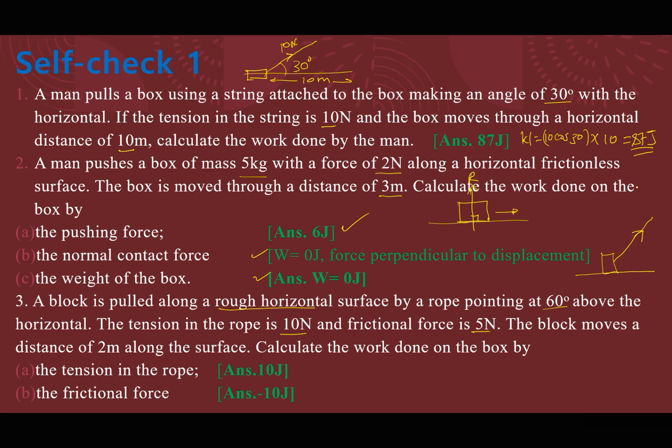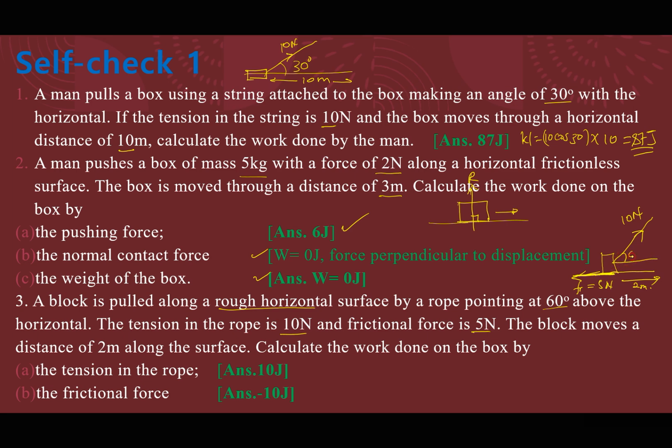So there is tension in the rope, which is 10 newtons, and then there is friction. There is friction between the object and the surface, which is 5 newtons. So the block moves a distance of 2 meters along the surface. So let's say the block moves in this direction, a distance of 2 meters. So it means the work done against friction is going to be frictional force times the distance, which is 2 meters. Then the work done by the tension, we have to resolve T in the direction of the displacement.